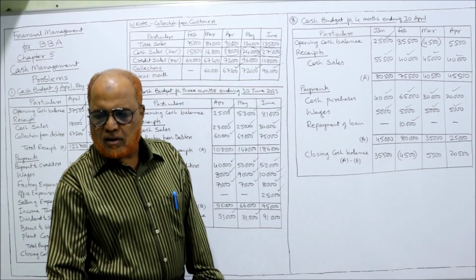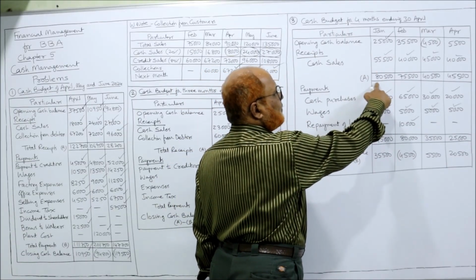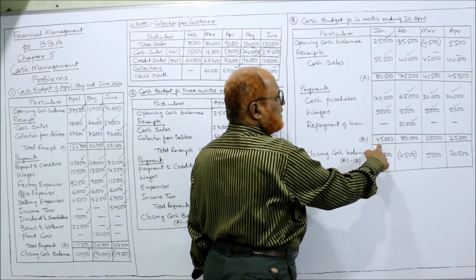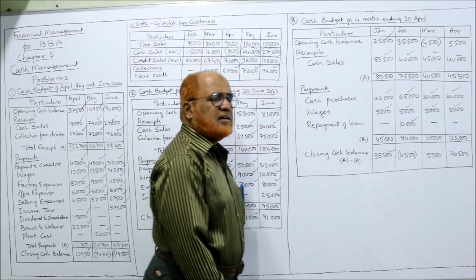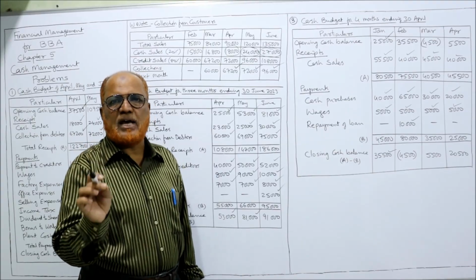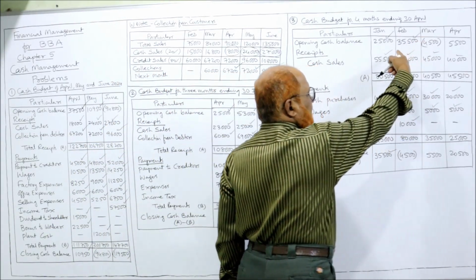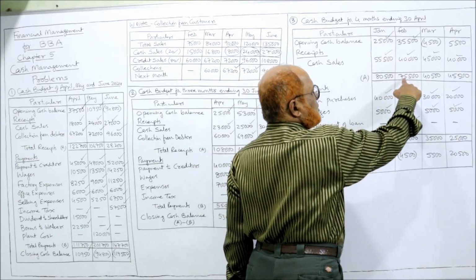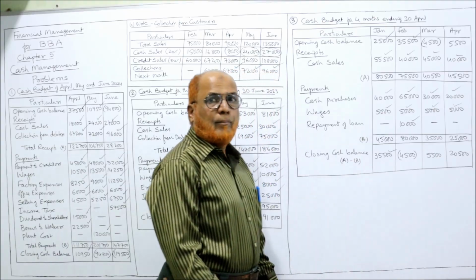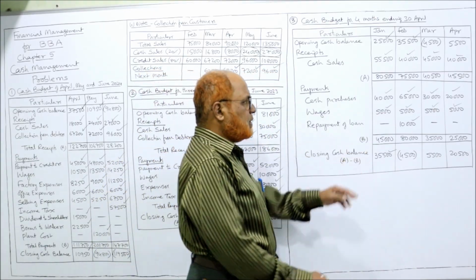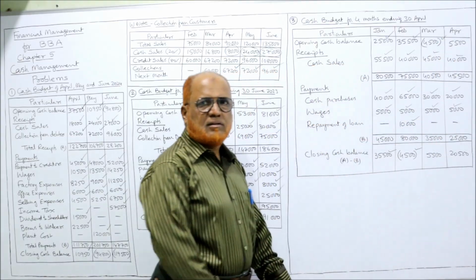That's all. Now simply we have to take the total. 80,500 is the total of receipts. Payments 45,000. 80,500 minus 45,000, 35,500 is the closing cash balance of January. This will become opening cash balance of February. 35,500 plus 40,000, 75,500 minus 80,000. You are getting negative. Minus 4,500 is the closing balance. This will become opening balance minus 4,500.